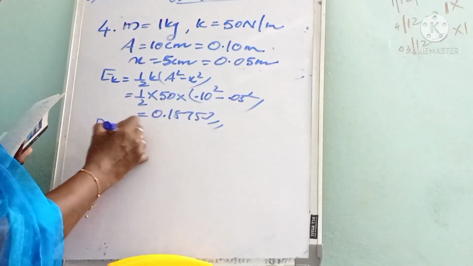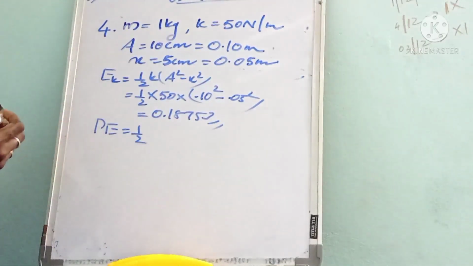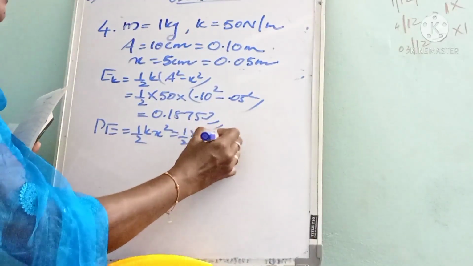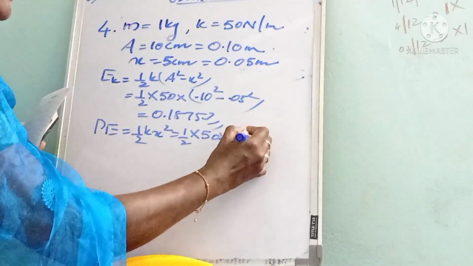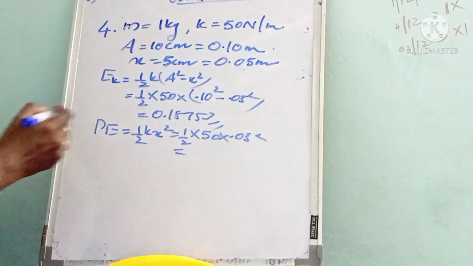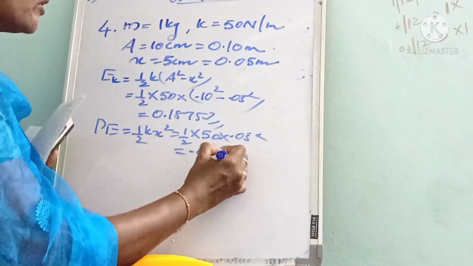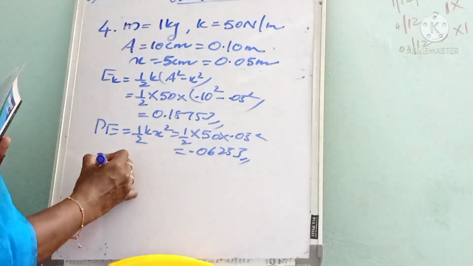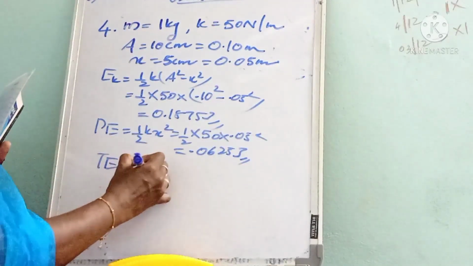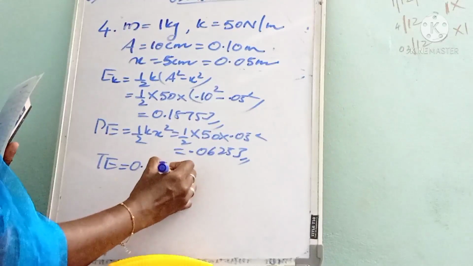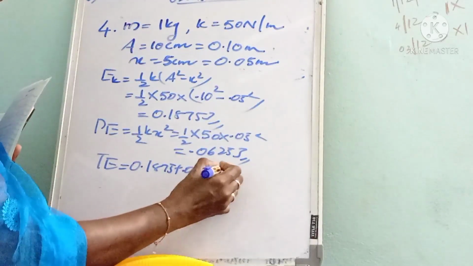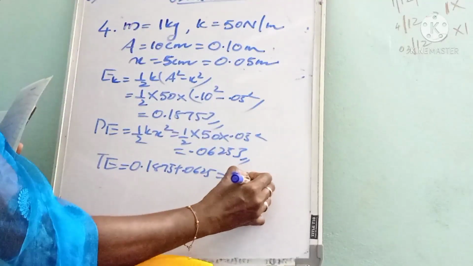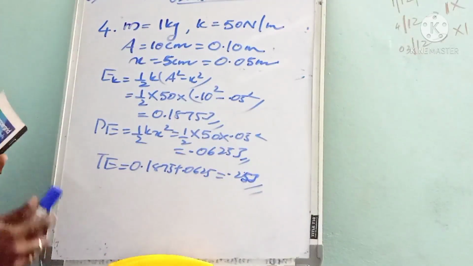Then the potential energy is given by the equation half k x squared. Half into k, which is 50, then x squared is 0.05 squared. By simplifying this, we get 0.0625 joule. Next we can find the total energy. It is the sum of potential energy and kinetic energy, that is 0.1875 plus 0.0625, which is equal to 0.25 joule. That is the total energy.